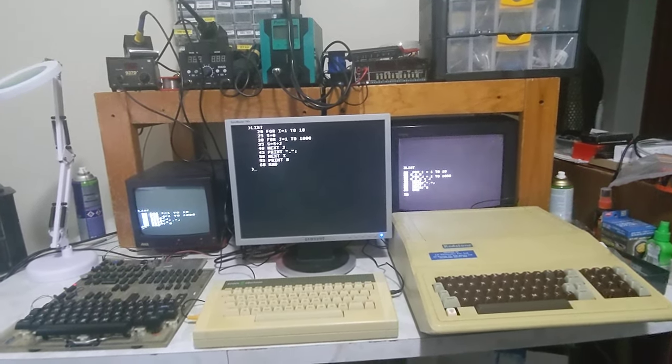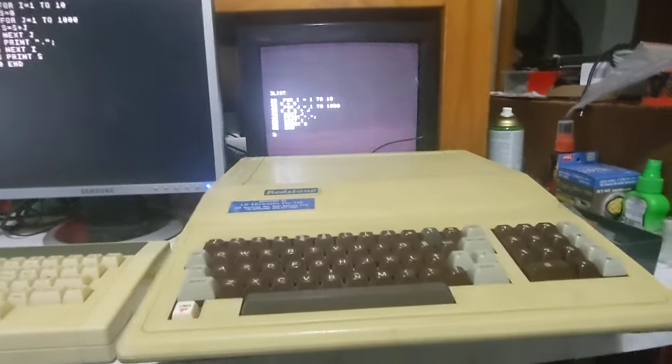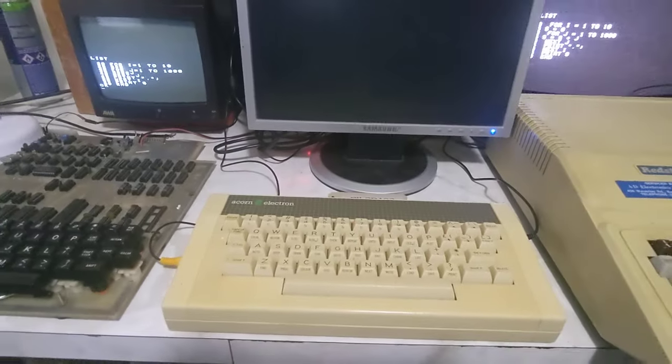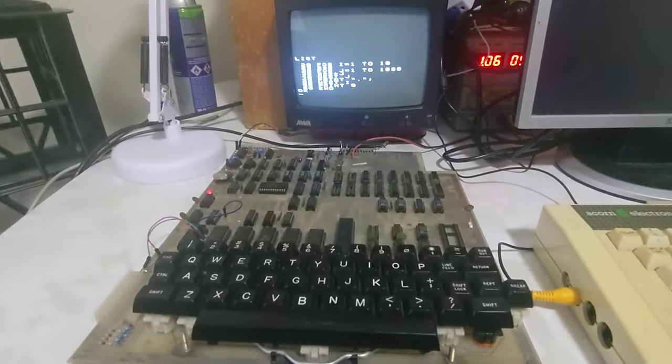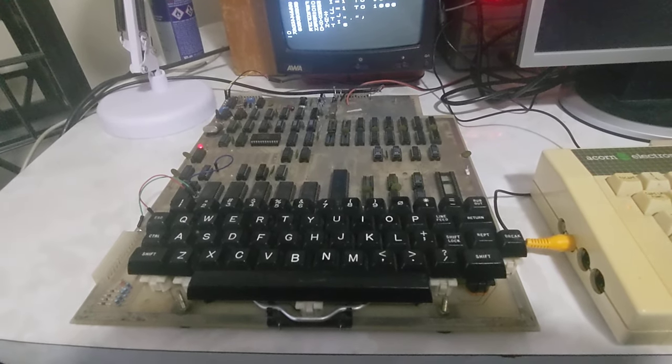G'day. These are three of my 6502 systems. On the end here is my Apple 2 Plus clone, and next to it is my Acorn Electron, and over here is my oldest machine, which I've had since I was 15 years old, and it was purchased brand new.